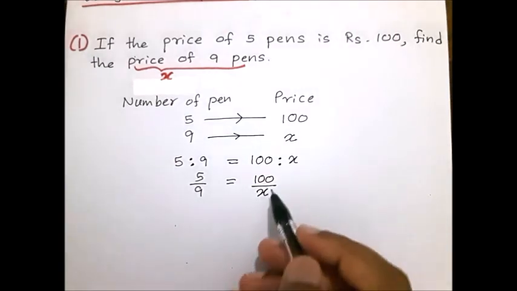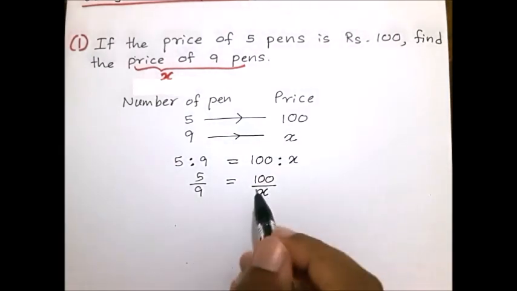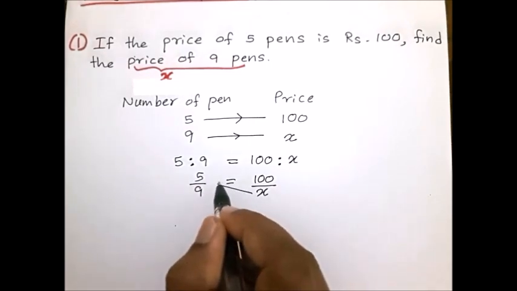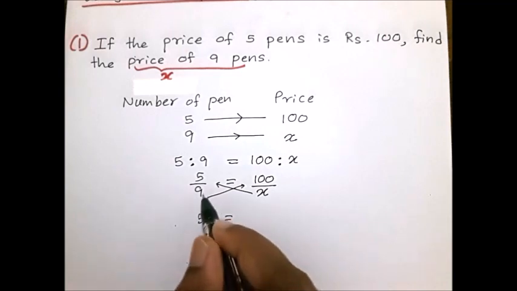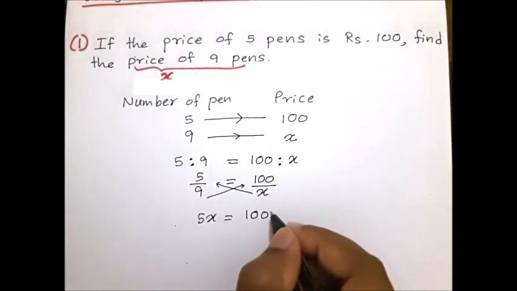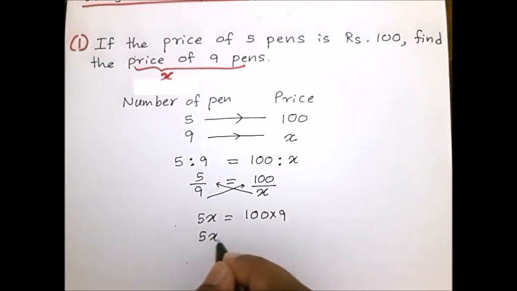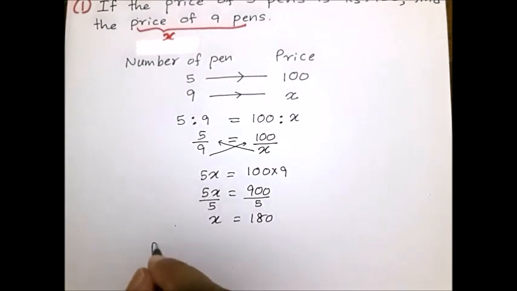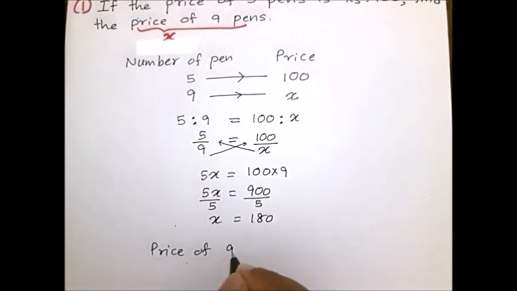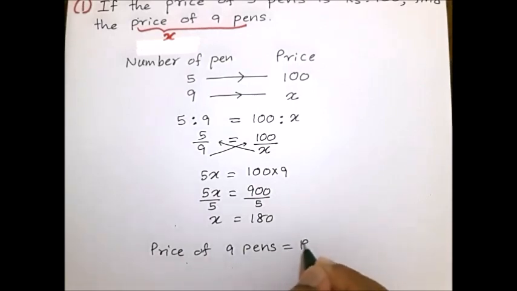Now here you can use cross multiplication to remove this denominator. So take x here and take 9 here. If you take x here, 5 multiplied by x. If you take 9 here, it is 100 multiplied by 9. 5x equals 900. Divide both sides by 5. Then x equals 180. So what is the answer here? Price of 9 pence equals 180 rupees. This is the answer.